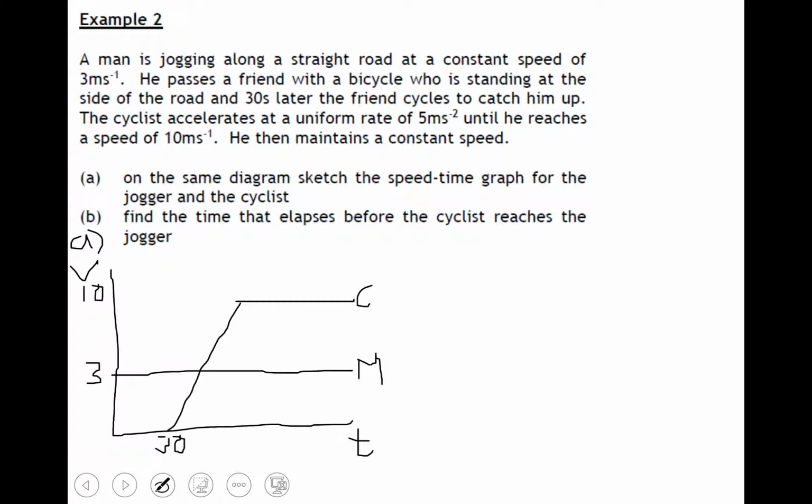We're to find the time that elapses before the cyclist reaches the jogger in part B. Now, in order to do part B, we're going to need to know what time the cyclist hits its top speed. Basically the gradient of that line is the acceleration, which is 5 meters per second squared. So at 5 meters per second squared, it will take 2 seconds to hit a speed of 10 meters per second. So the cyclist hits the top speed at 32 seconds.